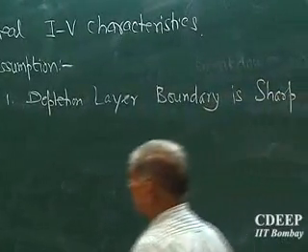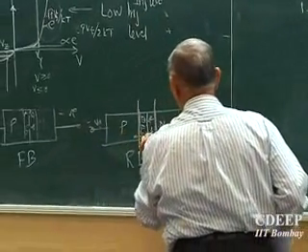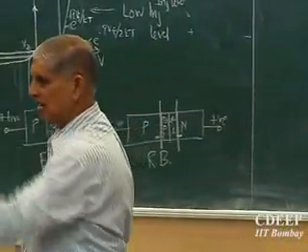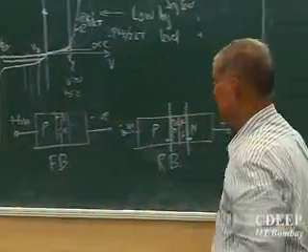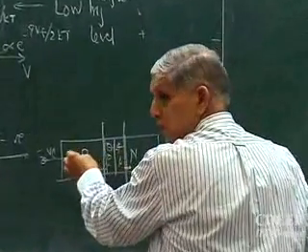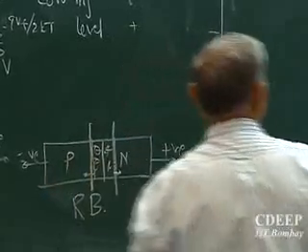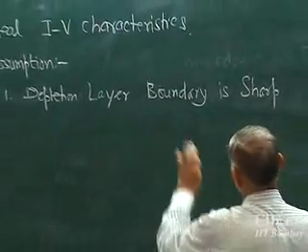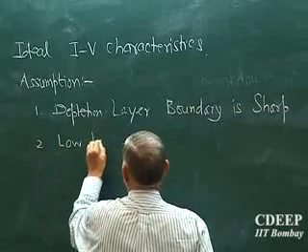Sharp means what? This and this. Beyond that there is no depletion. Depletion is uniform in that region and then steps down. If this is the depletion layer, what are these regions called? Neutral regions, because there should be no electric field. Should be, but let's see why. So that is the first assumption. Second, they assume low injection.